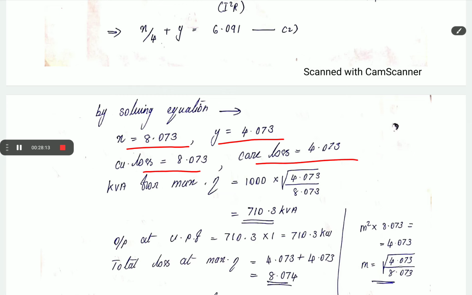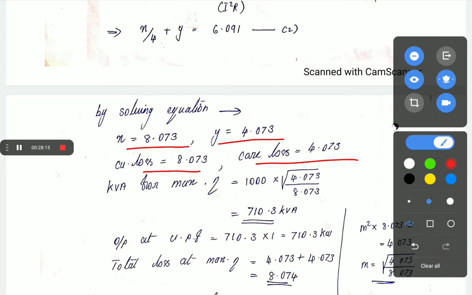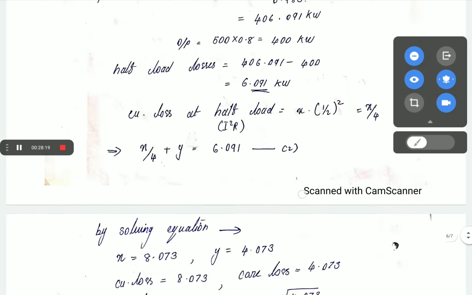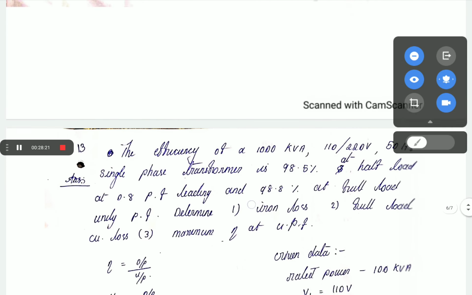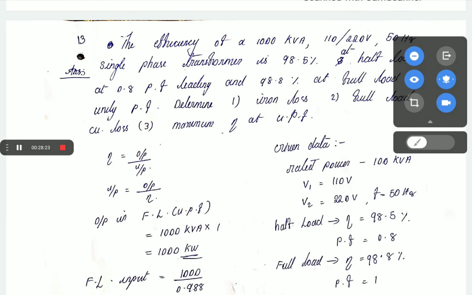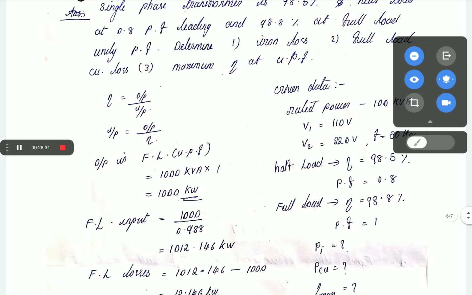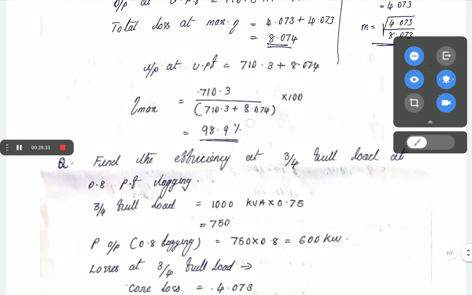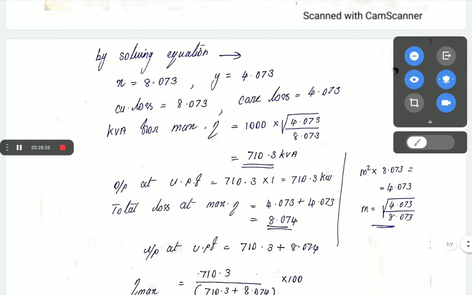Then in the question, another one asked us. So now you have found out iron loss and copper loss. Now you have to find out maximum efficiency at the unity power factor. So what will be the maximum efficiency at the unity power factor?